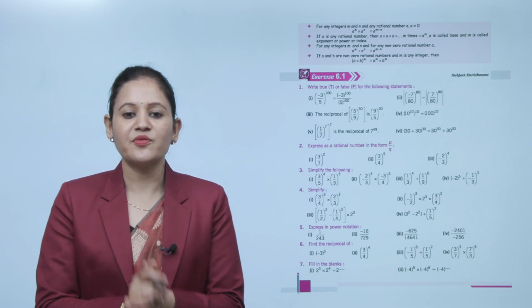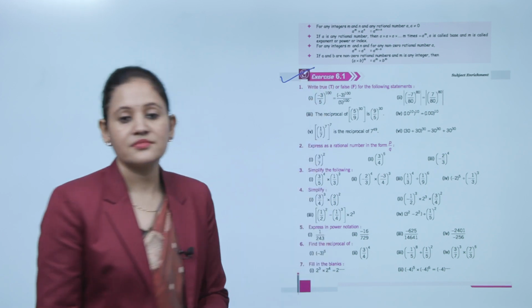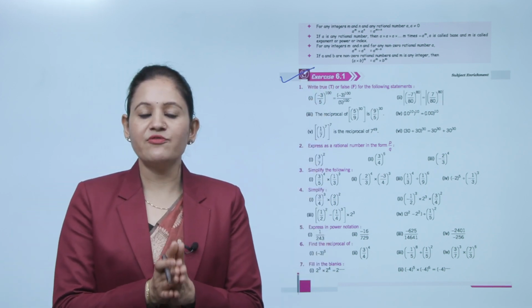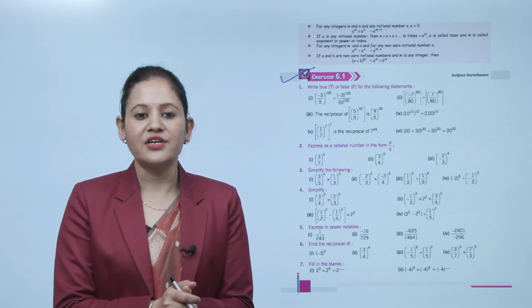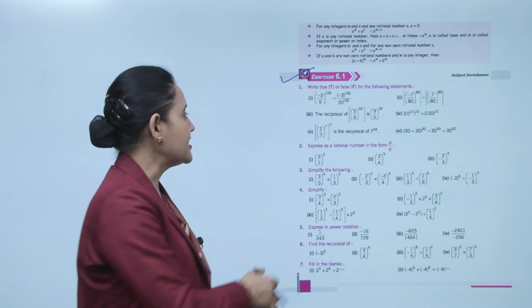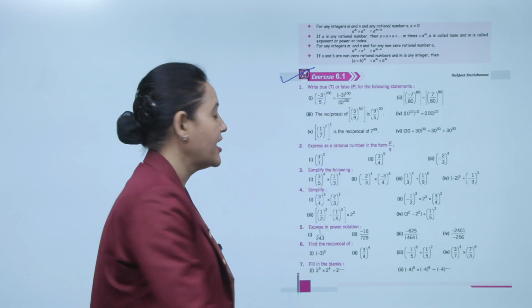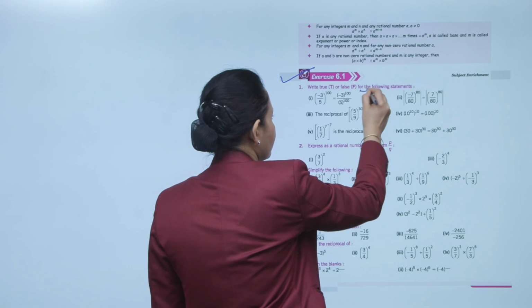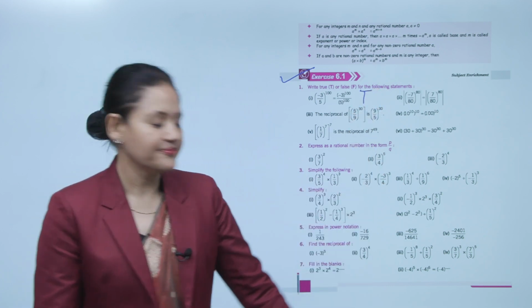Next is exercise 6.1. Write T for true and F for false for the following statement. Minus 3 upon 5 to the power 100 is equal to minus 3 to the power 100 upon 5 to the power 100. That is true, so write T. Practice all the questions of this exercise.